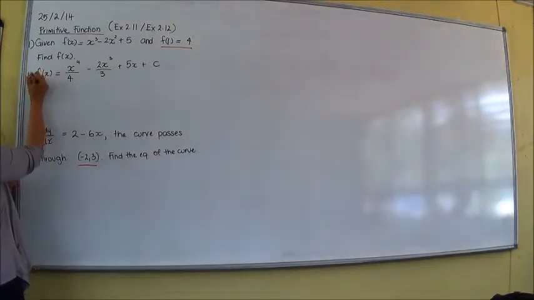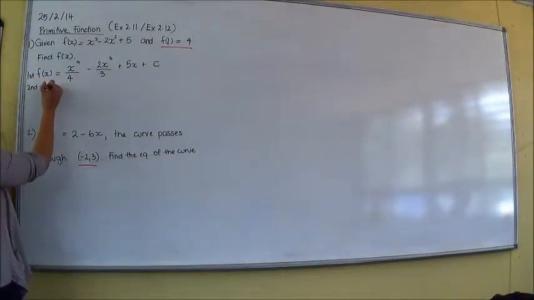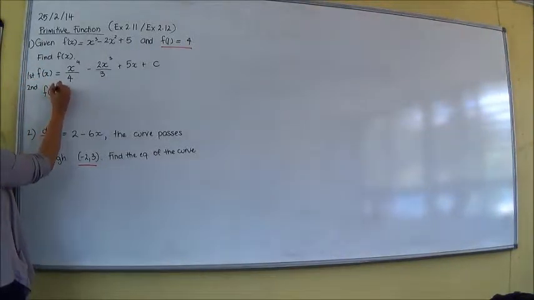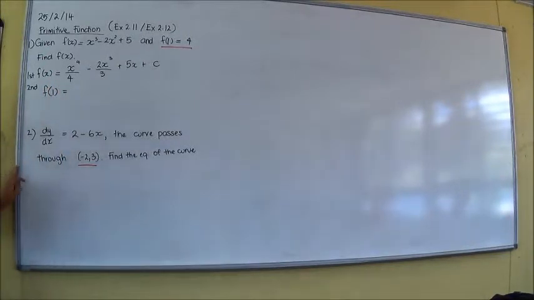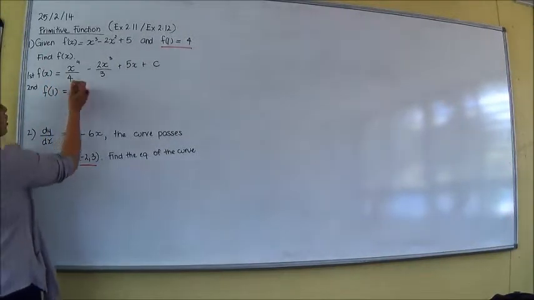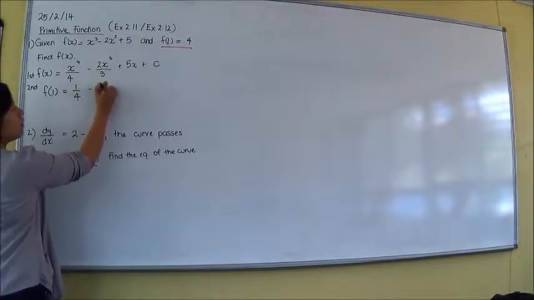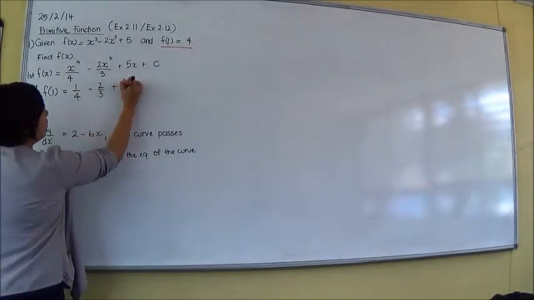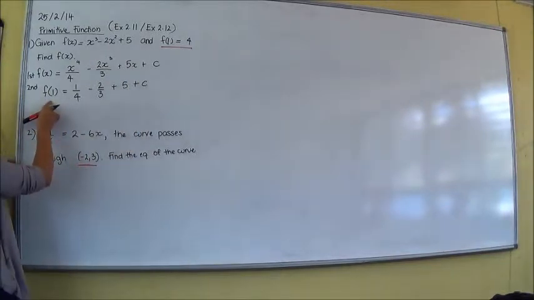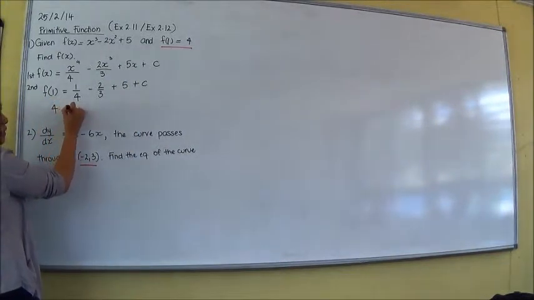This is your first line of working out. Second line of working out is we're going to substitute 1 for x to find c. So substituting 1 for x, we get 1 quarter minus 2/3 plus 5 plus c. And we know that f(1) is equal to 4, so we know what c is.